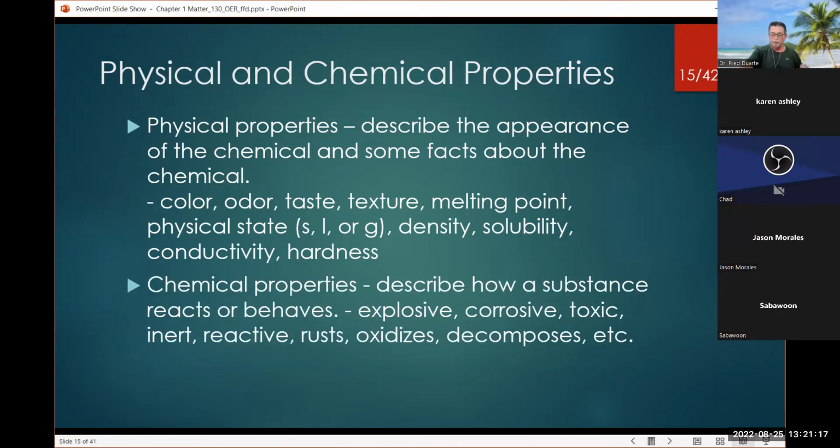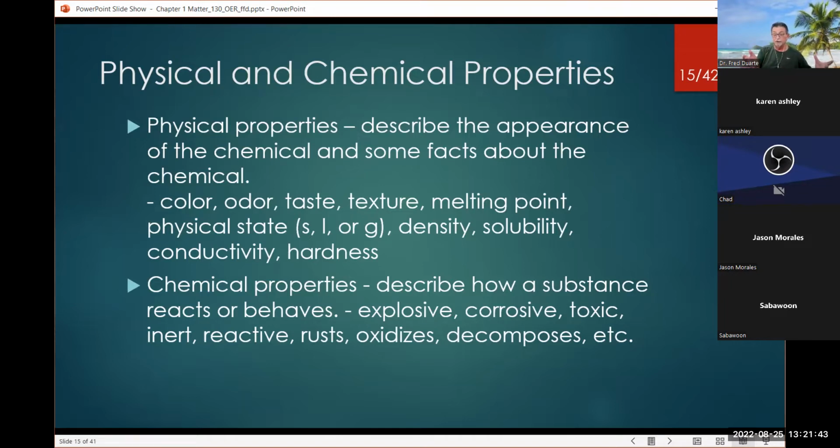With respect to chemical properties, how do they react? How do they behave under certain conditions? Are they explosive? Classic example, TNT, dynamite, very explosive, okay? Are they corrosive? Is it corrosive in nature? Or are they poisonous? These are types of chemical properties, okay? Or it could be a chemical that's basically inert.